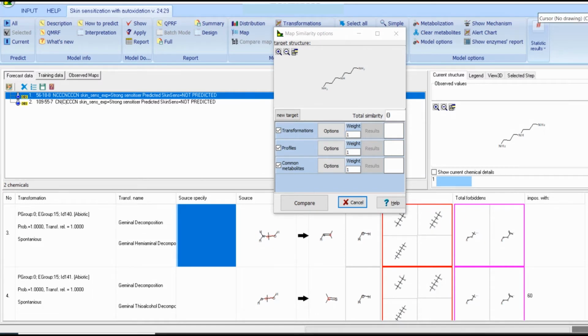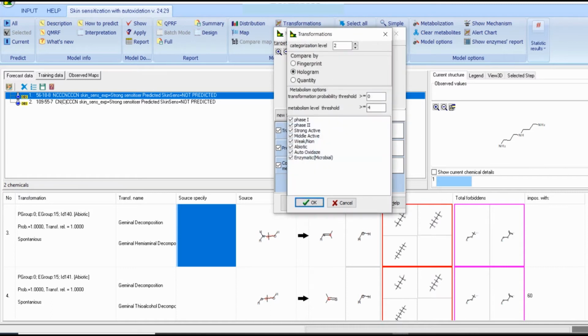Each of these three metabolic similarity criteria has individual options that could be adjusted for the purpose. The statistical comparison for each of these options could be in a fingerprint approach, which takes into account the presence or absence of a specific feature, or it could be in a hologram approach, which takes into account the frequency of appearance of this feature. The third option here, quantity, allows comparison of the structural features with respect to the amounts of the generated metabolites.